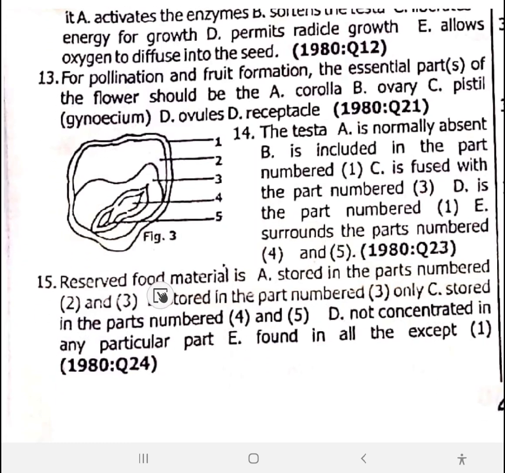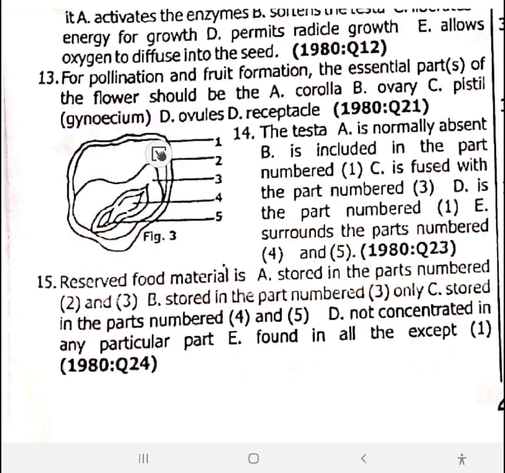15. Reserve food materials is stored where? I would like us to write down. If you would jot down for this diagram, reserve food. Reserve food material is stored around, let's see, it's stored around 2, this point. Reserve food is stored here, and it's also stored here, these 3. So 2 and 3. Reserve food is stored 2 and 3.